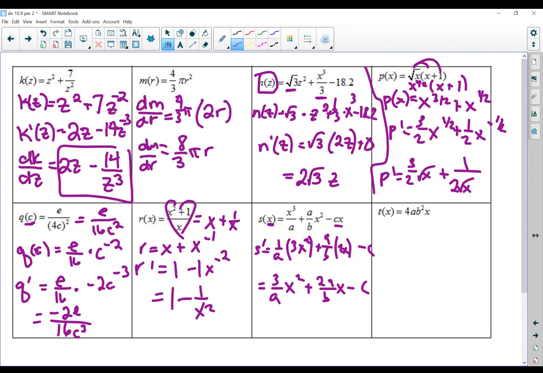Okay. Now look at t. All these letters, but the independent variable is x, which means all the a and the b and the 4 is a constant multiple. It's one giant number multiplied by x. This is actually linear, team. Its derivative would just be 4ab squared because the derivative of x is just 1.